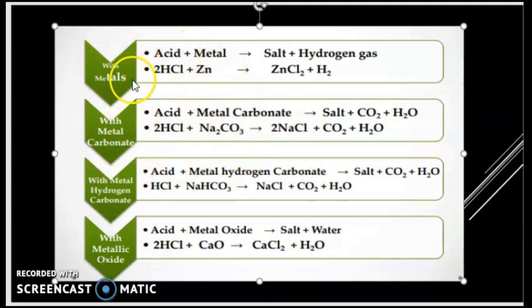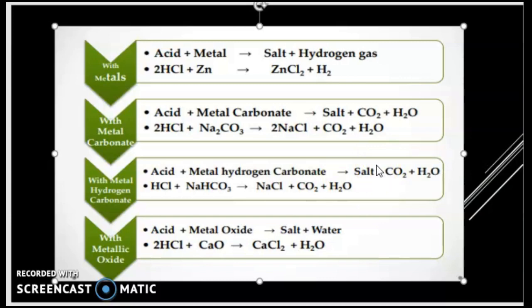When acid reacts with a metal, it will give hydrogen gas along with salt. And when acid reacts with metal carbonates, it will give carbon dioxide and water along with salt. And when acid reacts with the metal hydrogen carbonate or metal bicarbonate, it's the same, that is carbon dioxide, water along with the salt.